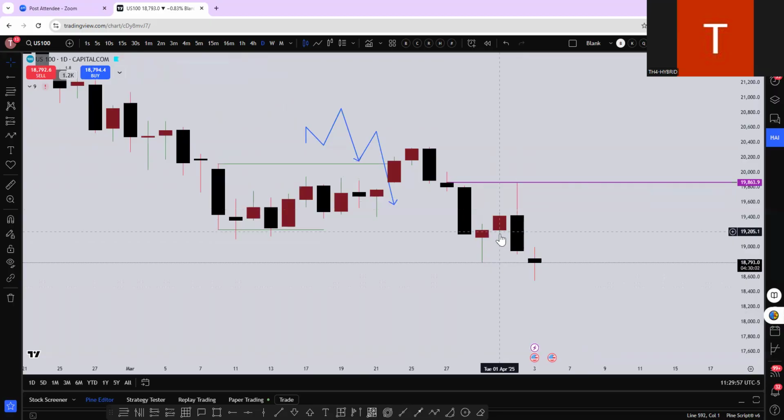But since this is a daily chart and we're looking at the daily movement, if we're in this portion of this order of delivery, then we want to see what's happening at our key levels.